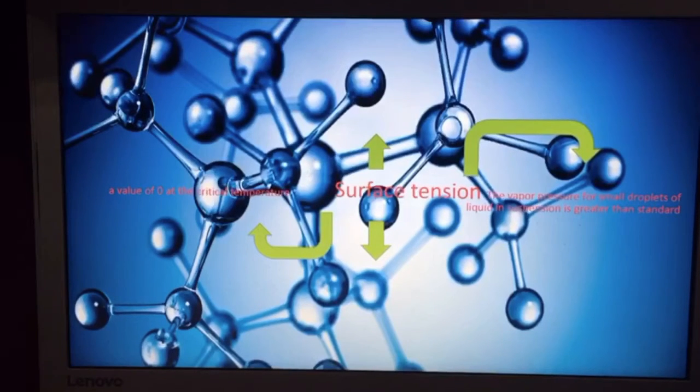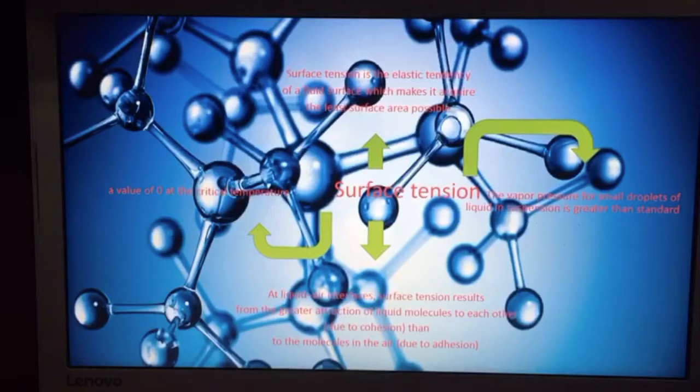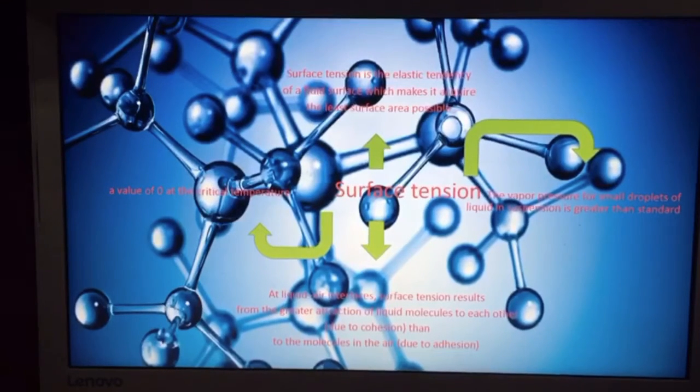Surface tension. Surface tension is the elastic tendency of a fluid surface which makes it acquire the least surface area possible. At liquid-air interfaces, surface tension results from the greater attraction of liquid molecules to each other due to cohesion than to the molecules in the air due to adhesion.